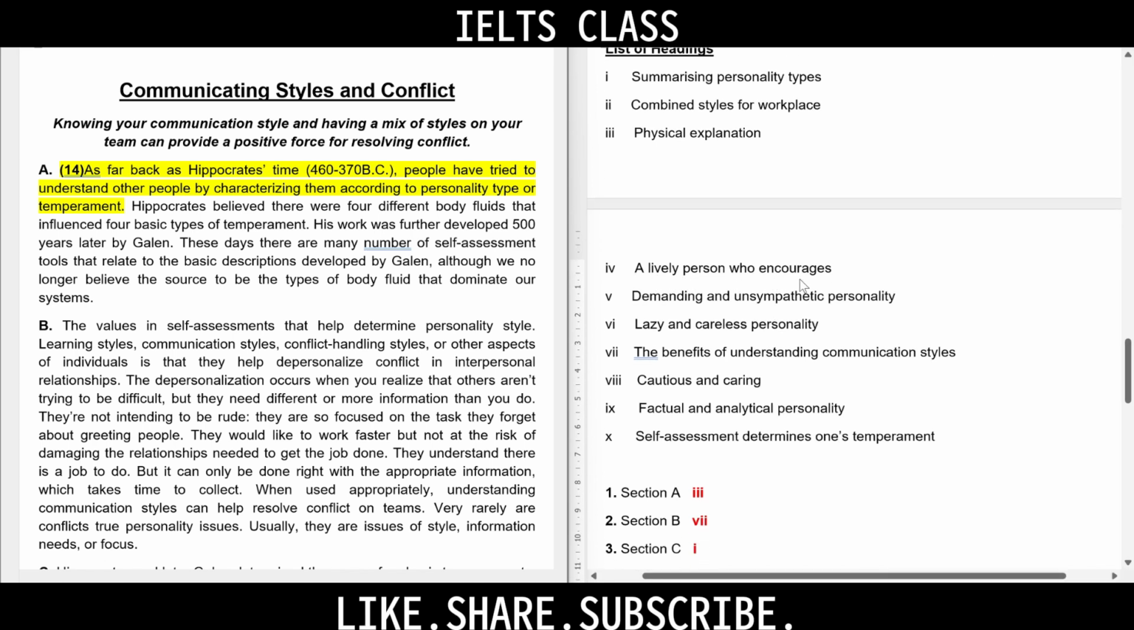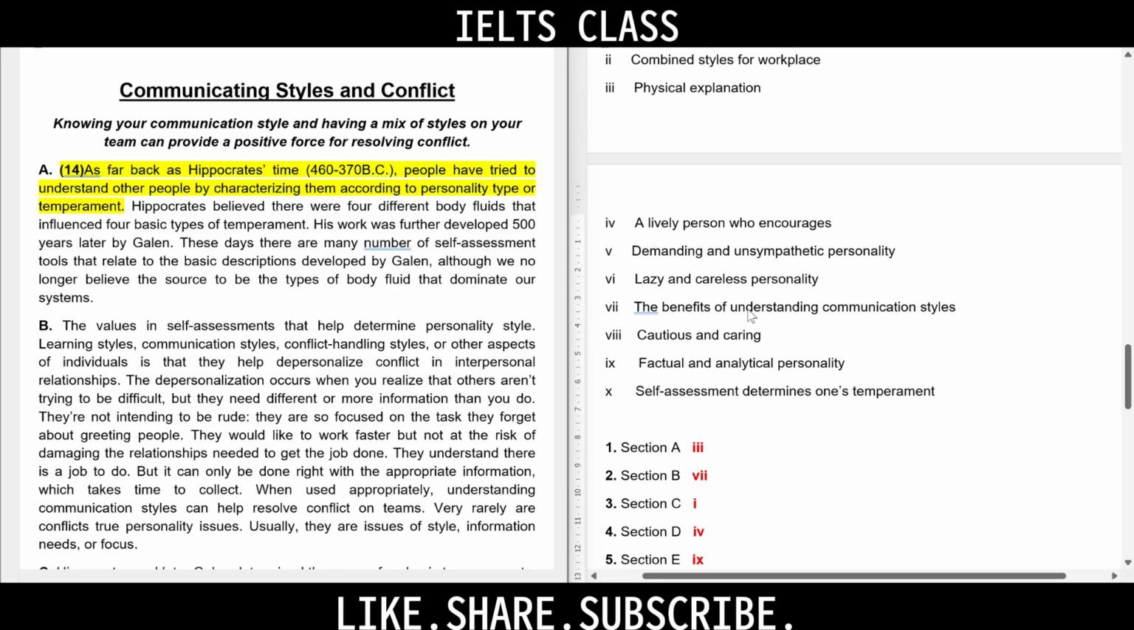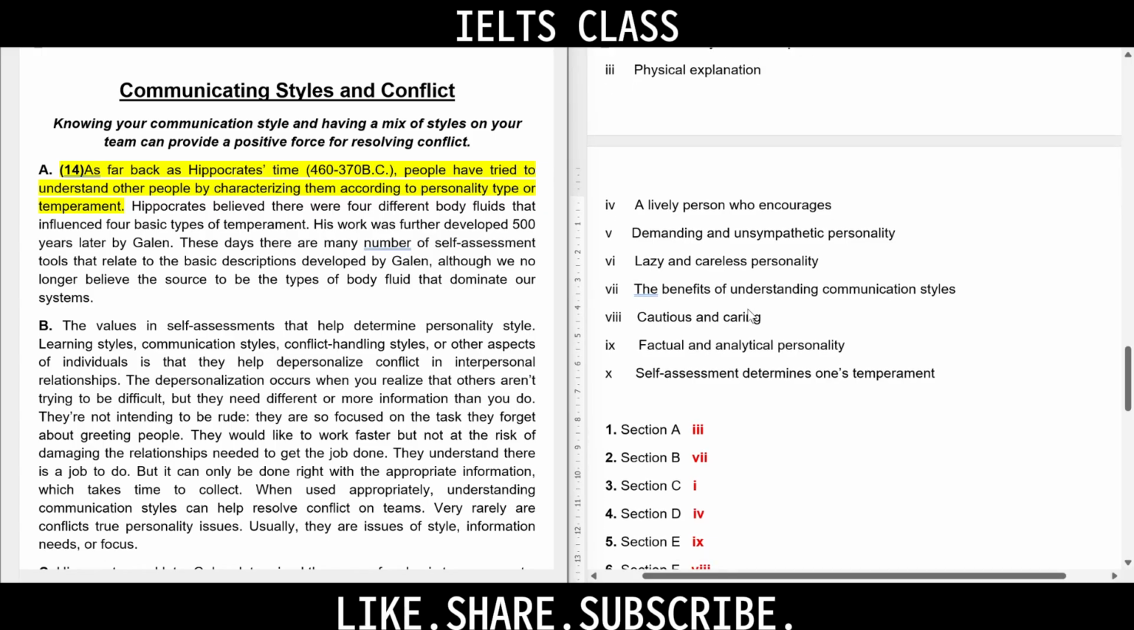A lively person who encourages, they have not talked about any lively person. Demanding unsympathetic personality, they have not talked about it. Lazy or careless personality, they have not talked about it. The benefits of understanding communication styles, they have not talked about any communication styles or the benefits of that. Cautious and caring, they have not talked about any person who is cautious or caring in this paragraph. Factual and analytical personality, again no.